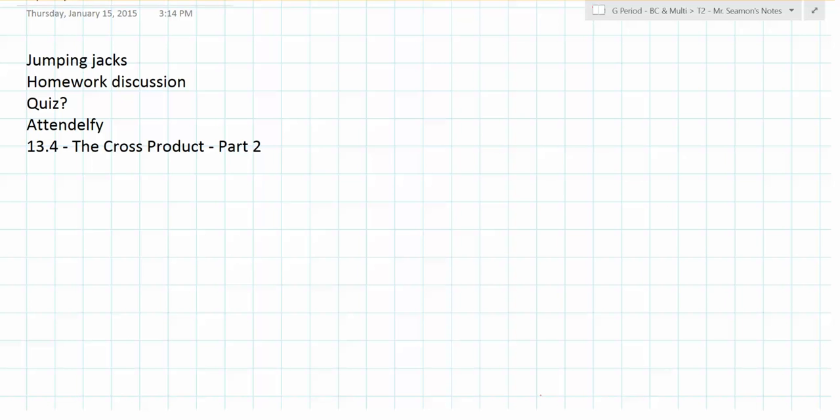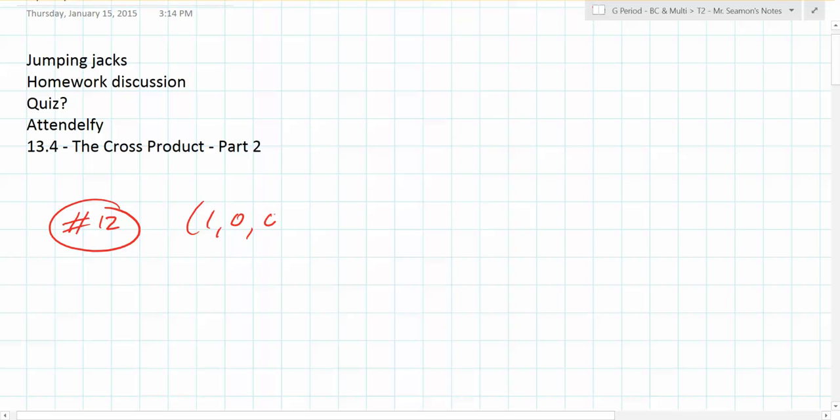How many points does it give you? It gives you 3 points. And how many unique planes go through those 3 points? One. There's only one plane that goes through 3 distinct points. That's why this is a great question.